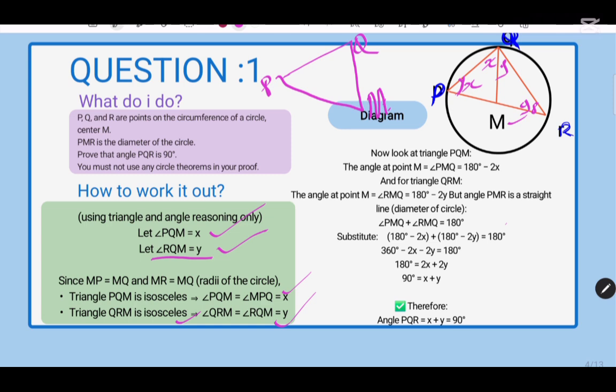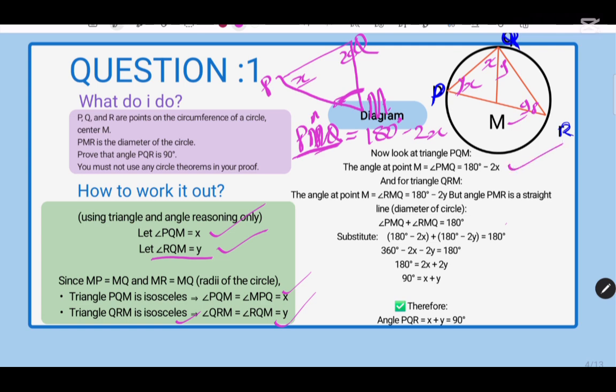Now we can establish that angle PMQ, the angle at the center, will be equal to 180 minus 2x. This is x and this is another x. The remaining angle PMQ will be 180 minus 2x, because the total angle in a triangle is 180 degrees. If I remove the 2x, this x and this x, from the 180, it gives me the remaining angle M, which we call angle PMQ. And that's why we got this one.